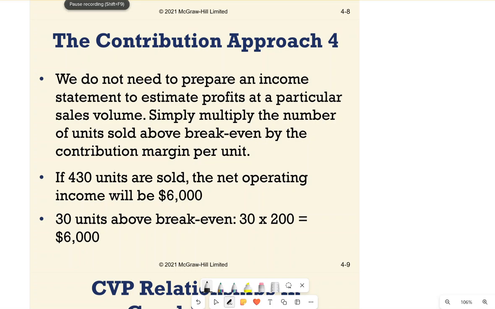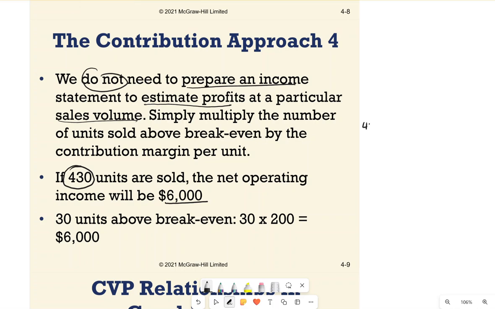Now, you do not need to prepare an income statement. We want to estimate the profit at a particular sales volume. So how do we do that? In this case, they told us that if we sold 430 units, the net operating income will be 600. Can we prove it?